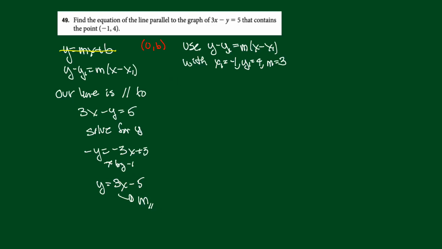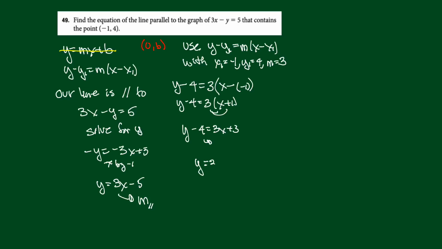Let's substitute. We will get y minus y1, which is 4, equals m, which is the 3, times x minus x1, which is negative 1, so x minus negative 1. So now we're at y minus 4 equals 3 times x plus 1. Let's multiply through. We'll get y minus 4 equals 3x plus 3, and add 4, and we'll be right where we want to be: y equals 3x plus 7. There's the equation of the line that is parallel to this line.